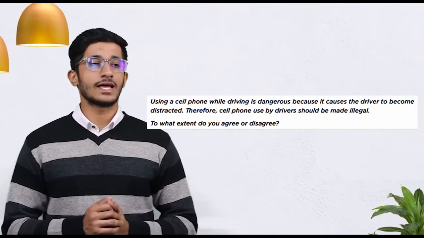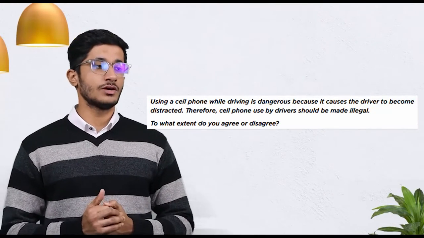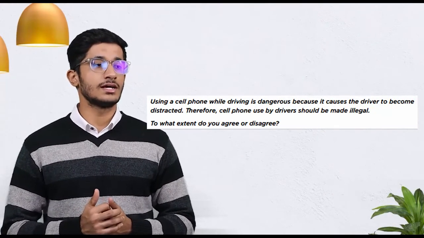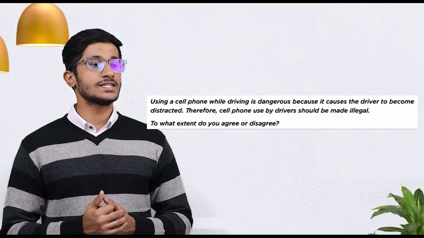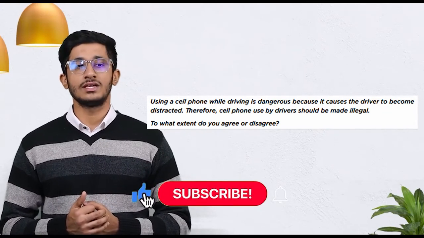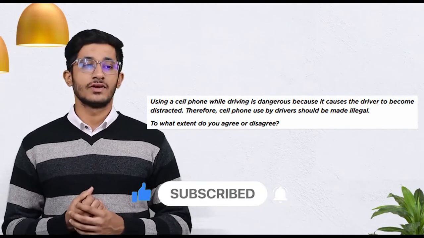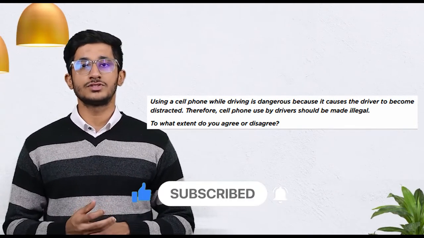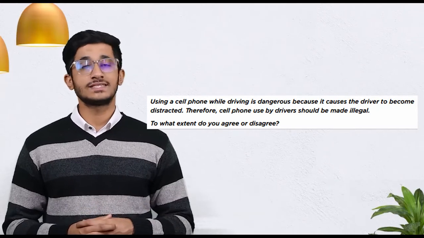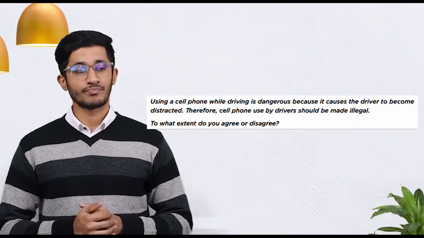So let's take a look at another example. So here, the instruction goes as follows. Using a cell phone while driving is dangerous because it causes the driver to become distracted. Therefore, cell phone use by drivers should be made illegal. To what extent do you agree or disagree? So let's read version A first.